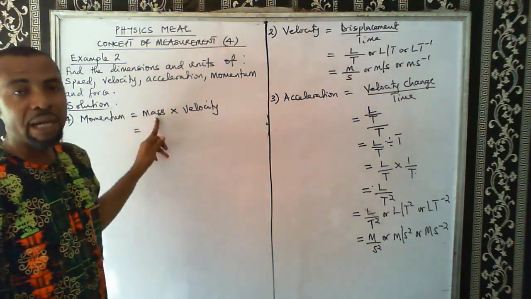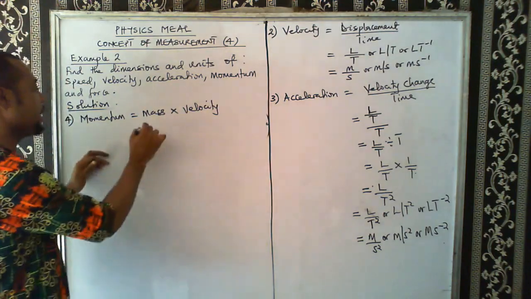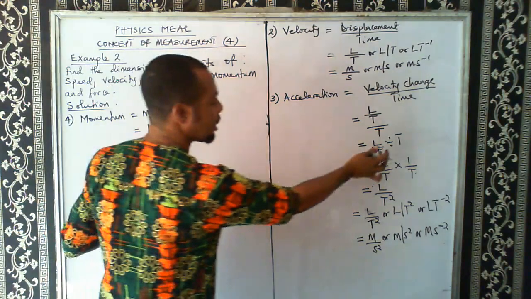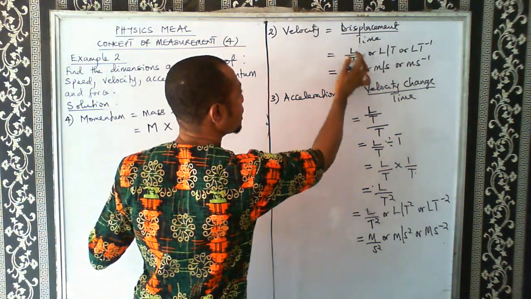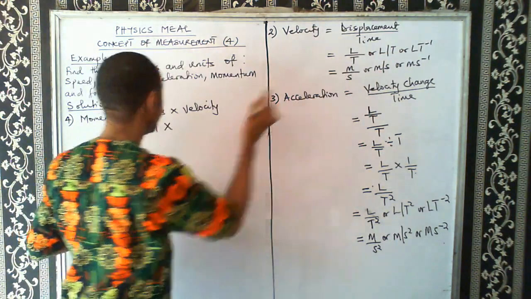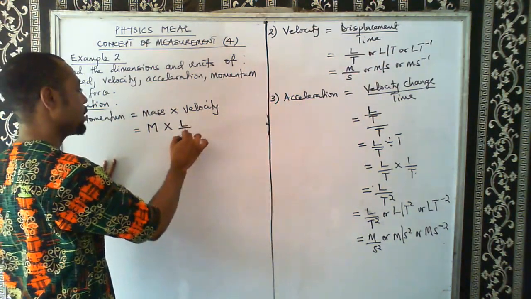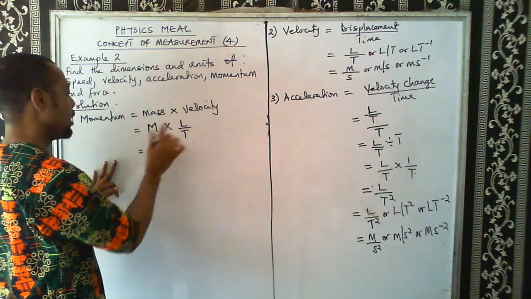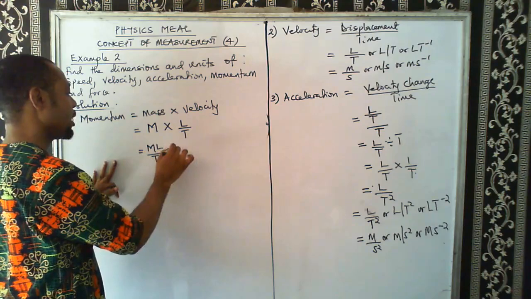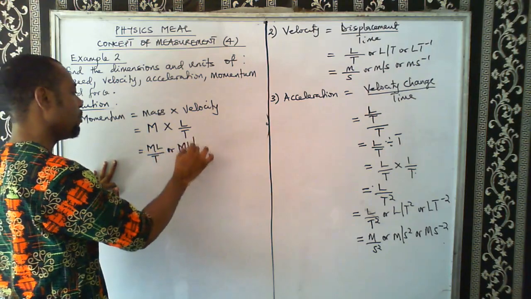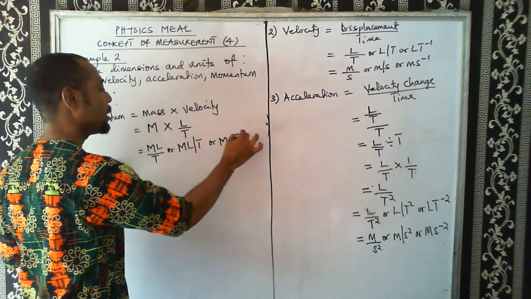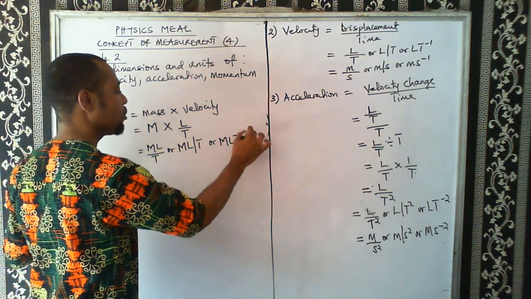Okay? What's the dimension of mass? So we write the dimension of mass as M. What's the dimension of velocity? We have determined it here. Look at it as the dimension of velocity, this or this. But let's choose this form. So we have length over time. So M times this is M L over T, which I can write as M L per time, or M L per time raised to power minus 1.